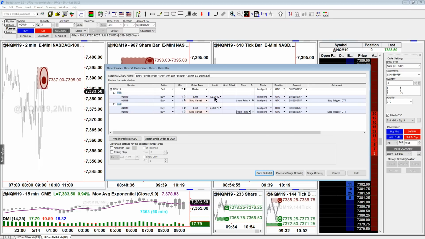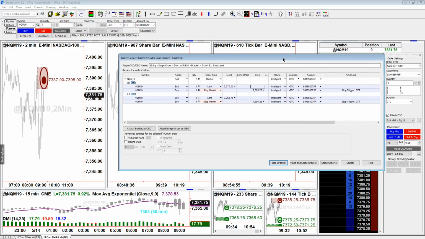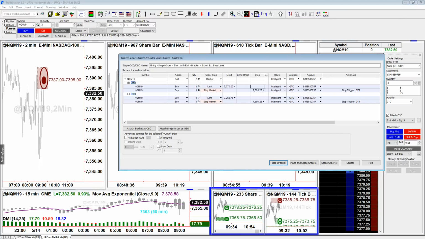My stop will be 73.95.25. And now, instead of clicking place order and that's it, what I'm gonna look at is how price is coming into the UFO. Okay, it's right there. Since I basically missed the trade, I just don't want to enter out of desperation because I don't want to miss the trade. That would be an error.